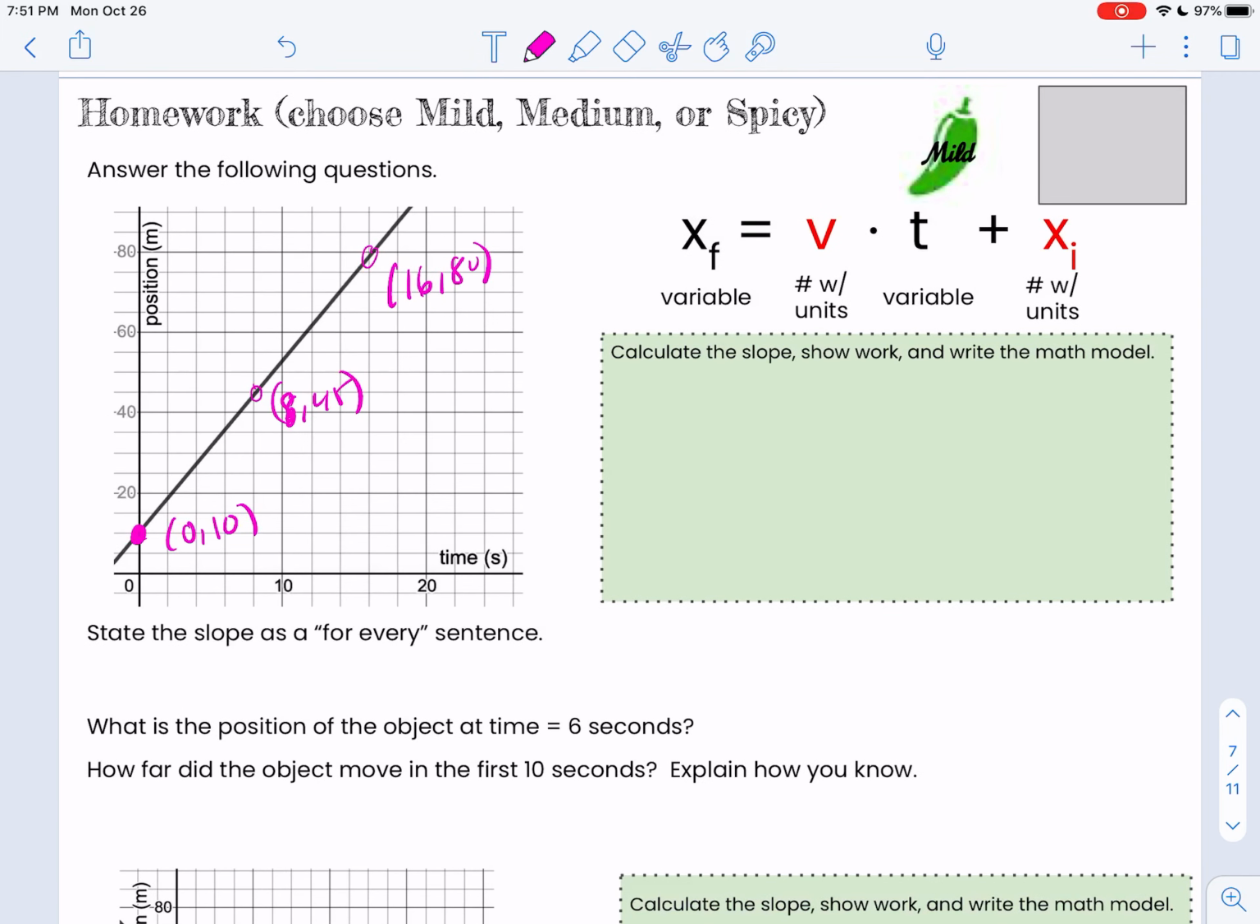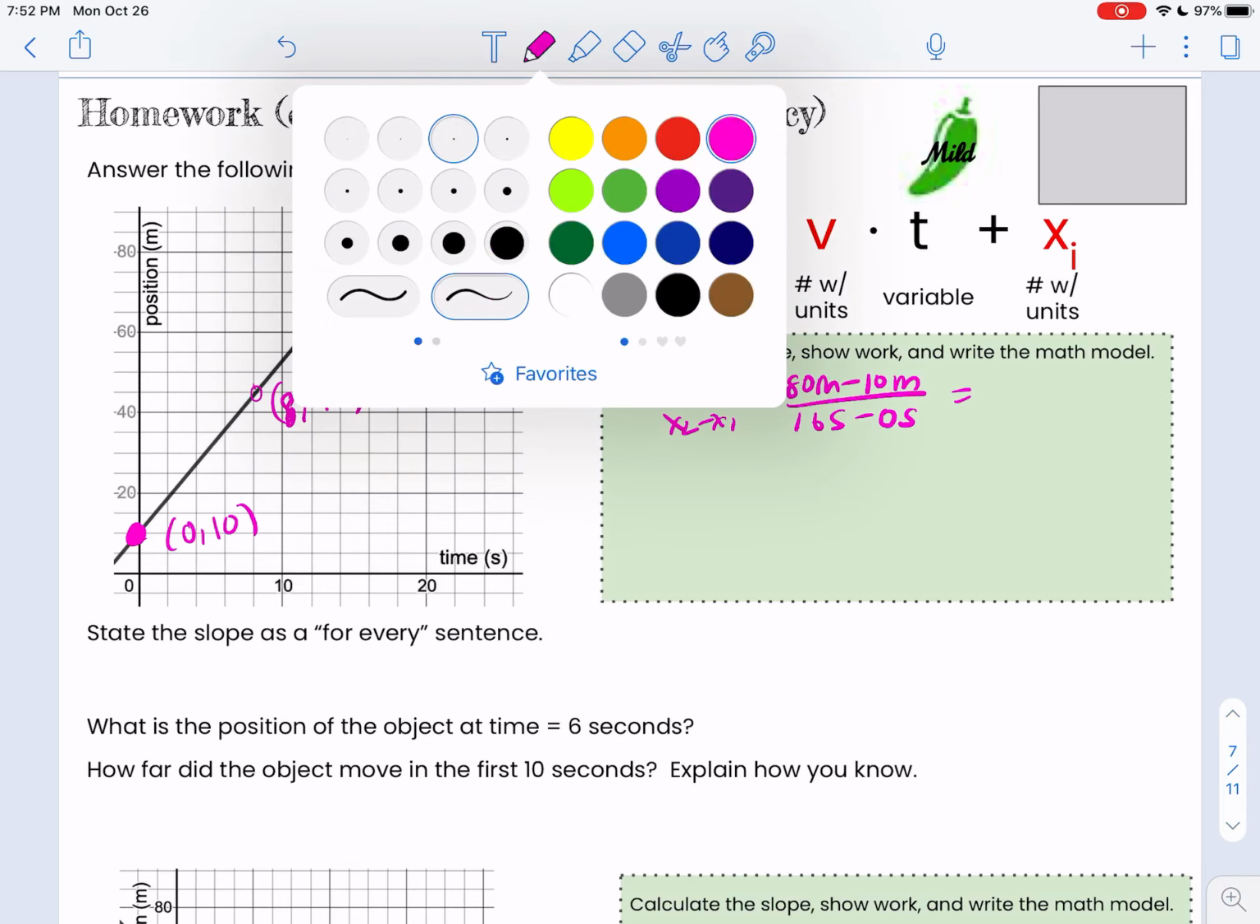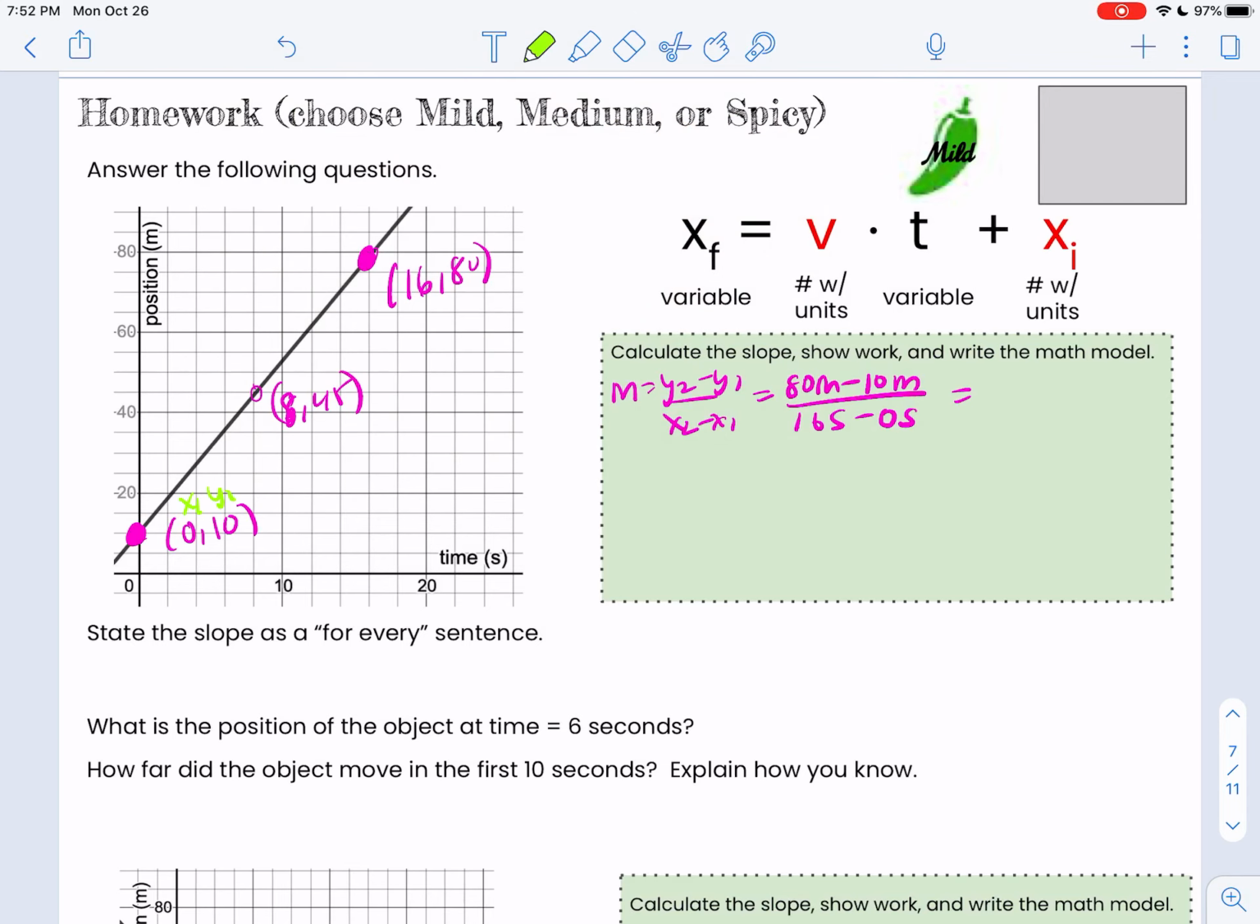All right, so you're gonna calculate the slope, okay? Remember, you're gonna use rise over run. And I'm just going to use these 2 points, even though it's not perfect. So it's going to be 80 meters minus 10 meters over 16 seconds minus 0 seconds, because this is my x1, y1, x2, y2. And then that's going to be 70 over 16, which I'm going to put into a decimal, 70 divided by 16, which is about 4.4.